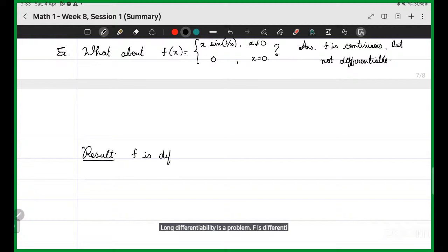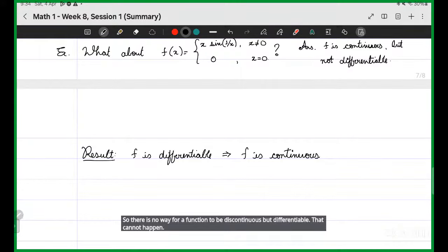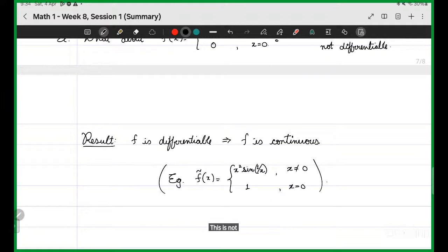If f is differentiable at a point, it implies f is continuous at that point. So there is no way for a function to be discontinuous but differentiable. That cannot happen. If I give the same example with a little twist, x square sine 1 by x and 1 instead of 0 at x equals 0, is this function differentiable? This is not even continuous. So immediately I can conclude that this is not differentiable. So another way to write the result is: f is not continuous implies f is not differentiable.